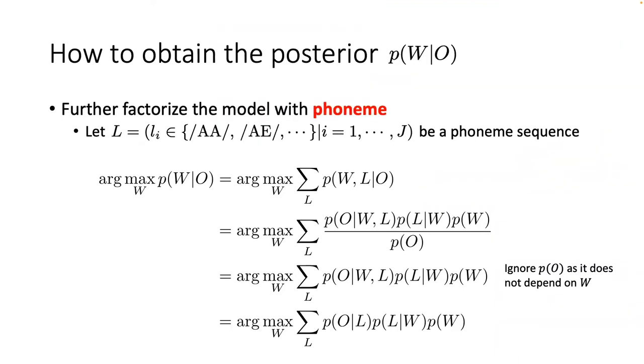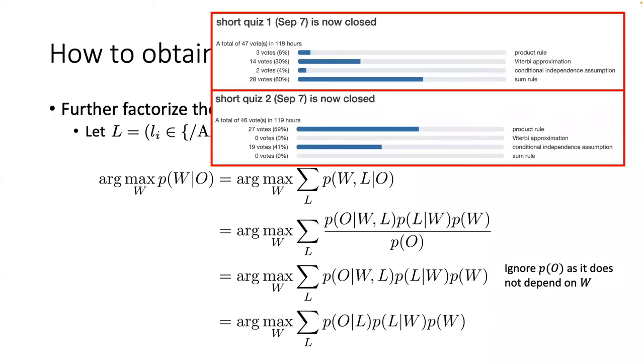So given we have the phoneme sequence, the first part is to include this phoneme sequence in the model, right? And on the first line, which rule should be used? Okay, good. Many people are confused about this, and some people said Viterbi approximation.